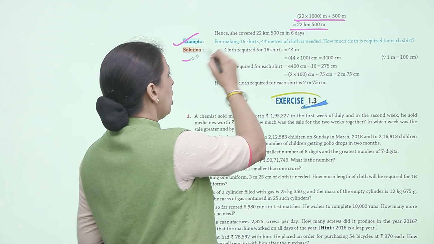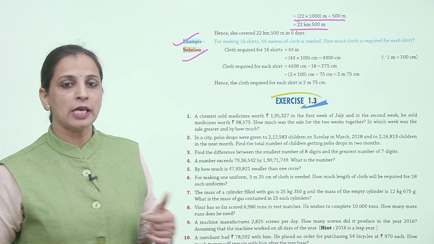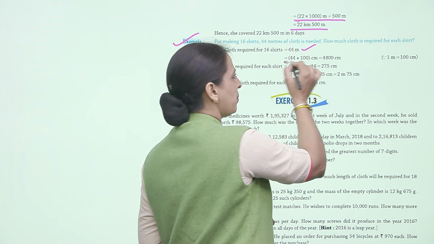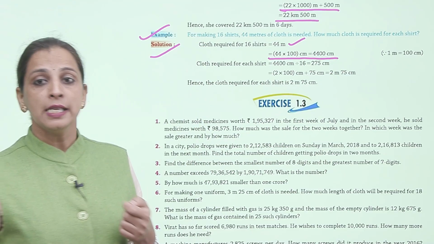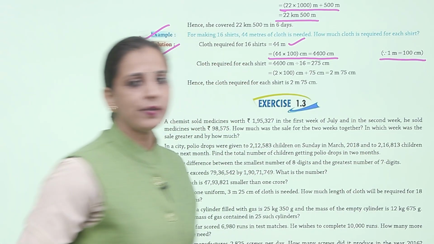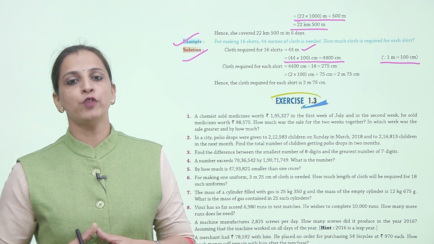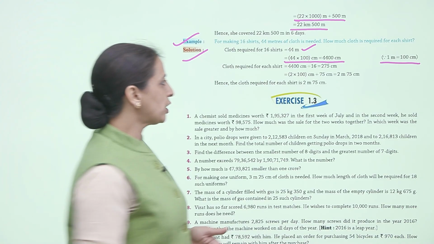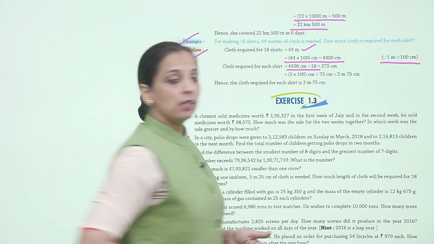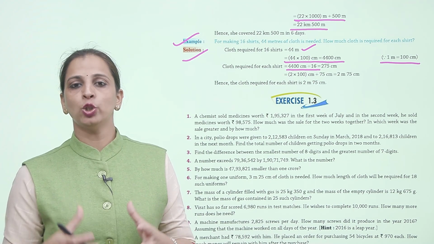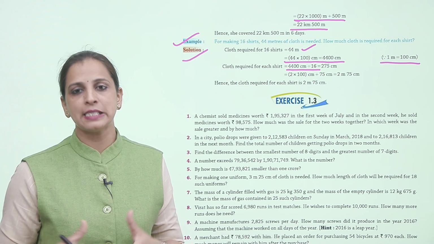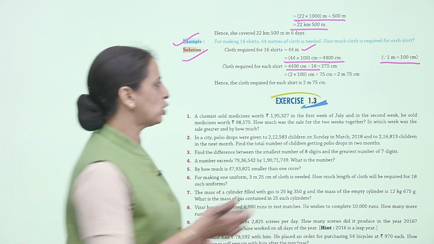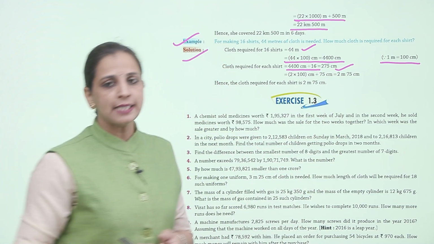Solution करते हैं. क्लोथ रिक्वायर्ड फॉर 16 शर्ट. 16 शर्ट बनाने में 44 मीटर चाहिए. मीटर से सेंटीमीटर में कन्वर्ट किया बाय मल्टीप्लाइंग 100 इट इज 4400 सेंटीमीटर बिकॉज 1 मीटर इज इक्वल्स टू 100 सेंटीमीटर. क्लोथ रिक्वायर्ड फॉर ईच शर्ट. एक शर्ट के लिए कितना चाहिए ज्यादा या कम? कम चाहिए ऑब्वियसली. तो वो 16 का है तो टोटल जितना कपड़ा है क्लोथ है डिवाइडेड बाय नंबर ऑफ शर्ट दैट इज 16. So 4400 centimeter divided by 16 is equals to 275 centimeter.